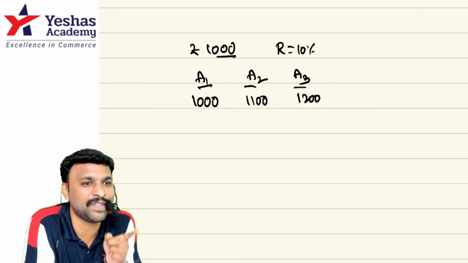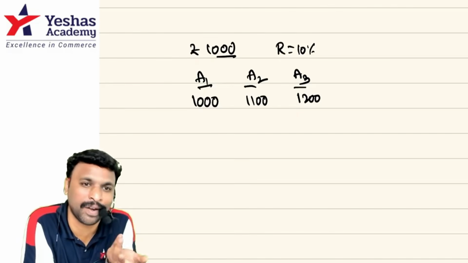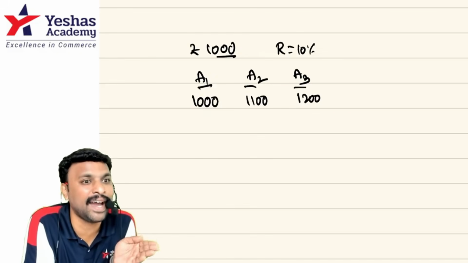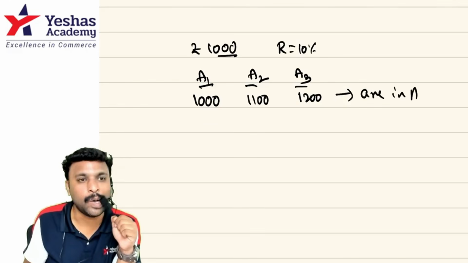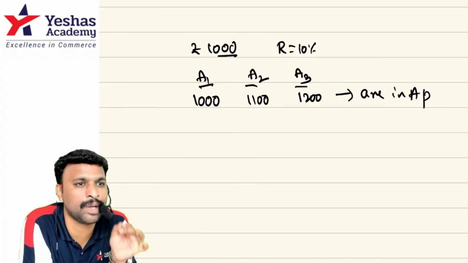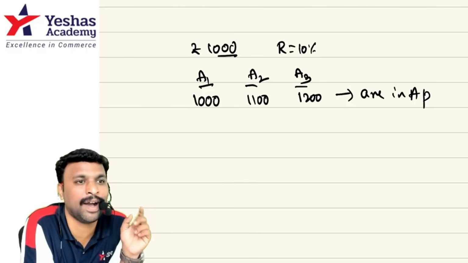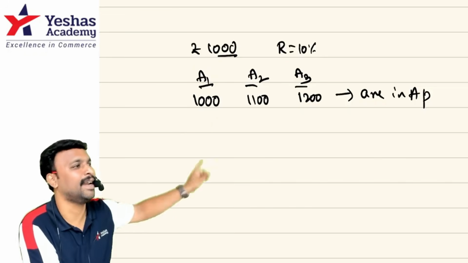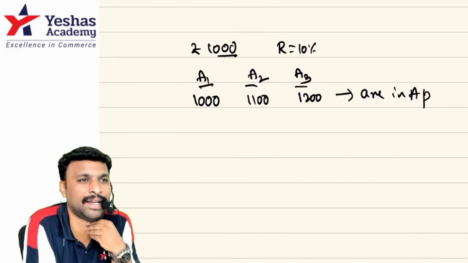So amounts in case of simple interest and terms in case of an AP are nothing but what? Both are AP only. Amounts in simple interest are in AP. How do you justify they are in AP? Common difference exists. Have you understood how simple interest and arithmetic progression are analogous to each other? Because the amounts in simple interest are in arithmetic progression. Have you understood? Everybody clear?